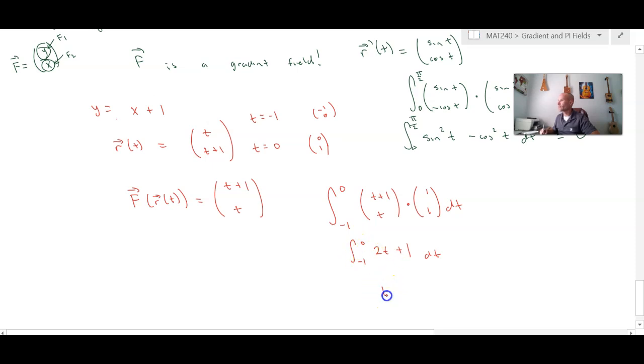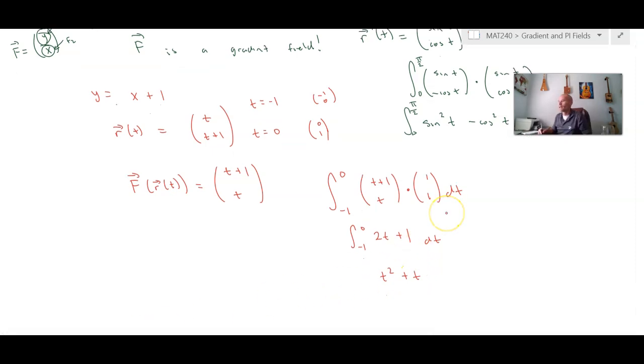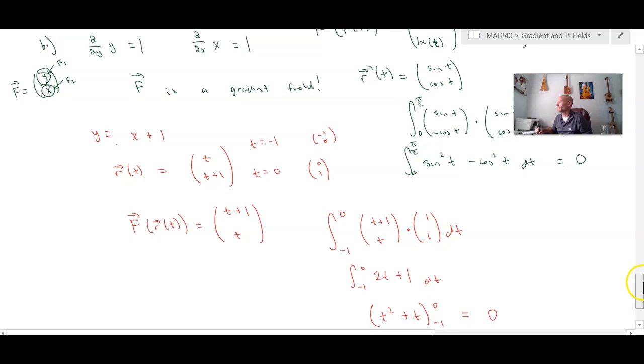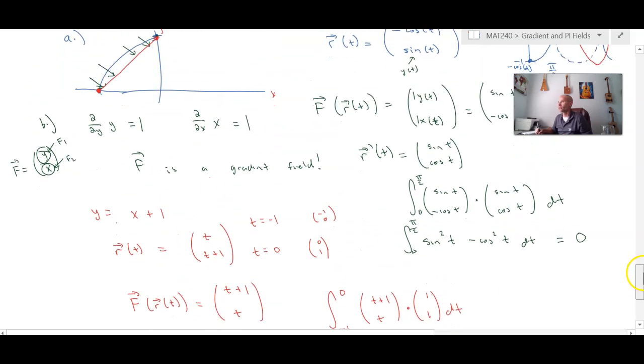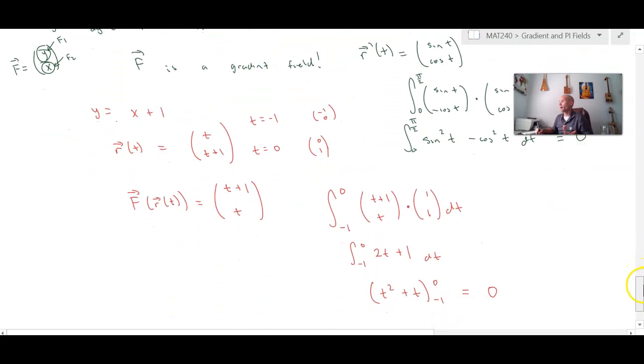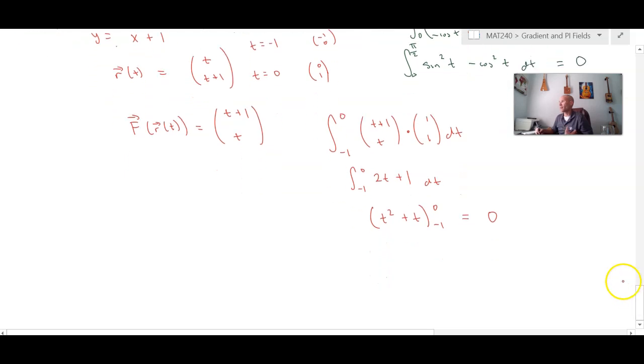And let's see, this is going to give me t squared plus t evaluated from t equals -1 to t equals 0. And this is going to give me, lo and behold, 0, which is the same value that we got up here by using this arc parameterization. And the reason we're not too surprised is because this is a path-independent field.